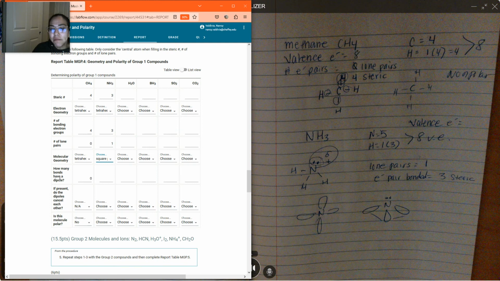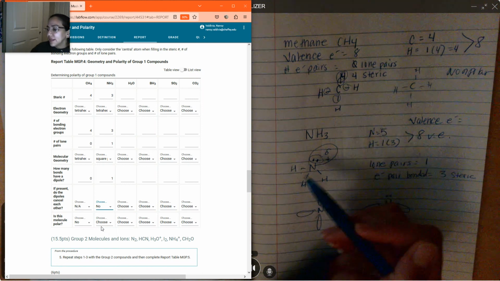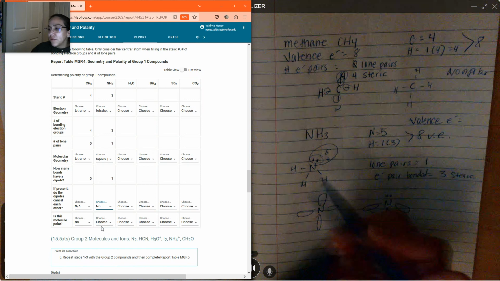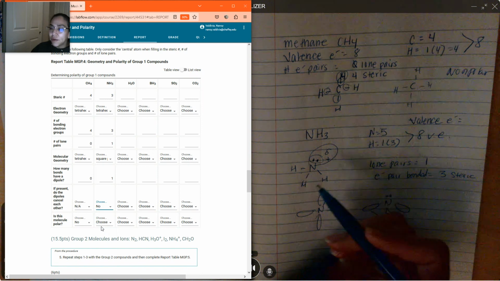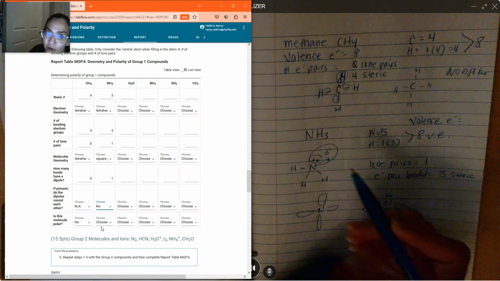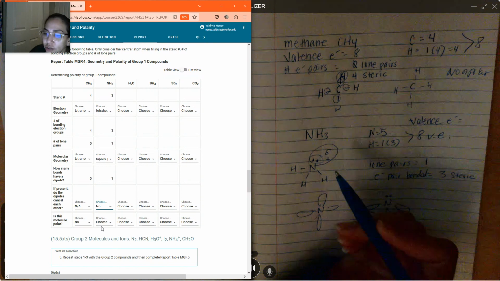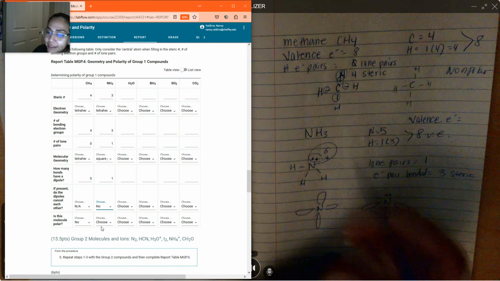So how many bonds have a dipole? In this case, this 1 bond has a dipole. So we're going to write 1 has a dipole. If present, do the dipoles cancel each other out? No, they do not cancel each other out. Now, if this is slightly positive, there is going to be somewhere where there's going to be slightly negative. And remember, the best way to actually figure that out is by taking the formal charge of it. But we don't need to get that technical.